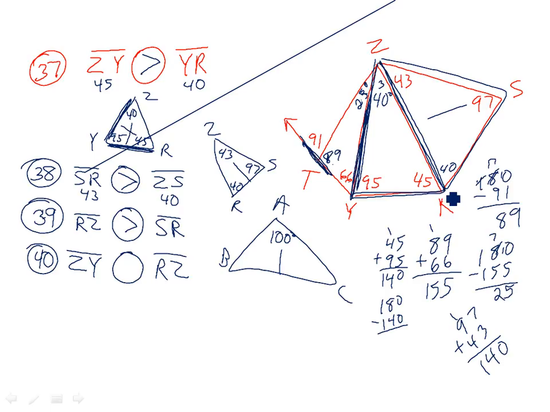So ZY is across from which angle? 45. RZ is across from which angle? 95. So we don't mind here what it is. So which one's bigger? RZ. So what symbol goes in here?